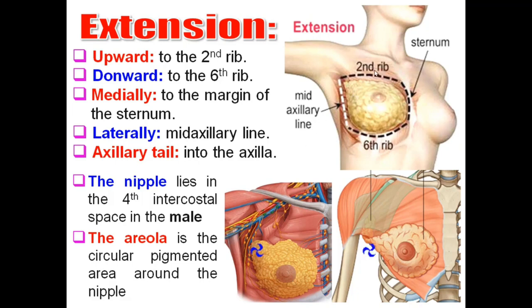So the extension is upward to the second rib, downward to the sixth rib, medially to the medial margin of the sternum, laterally to the mid-axillary line, and the breast tail is present in the axilla. The nipple in the male is located in the fourth intercostal space in the midclavicular line. And the areola is the pigmented area around the nipple.